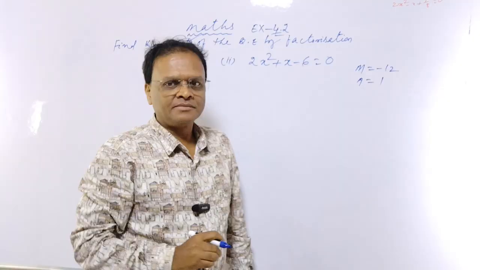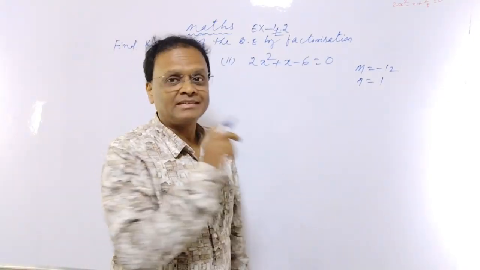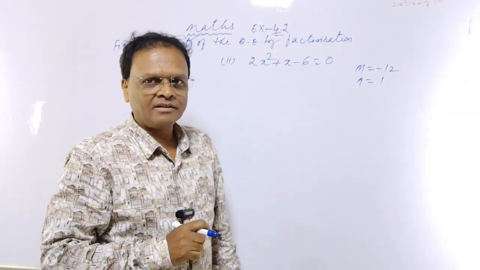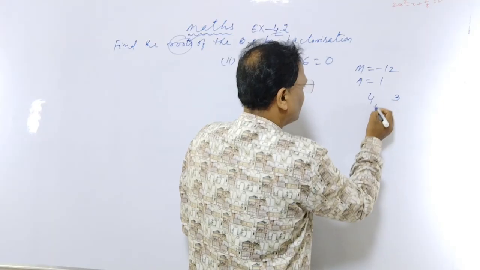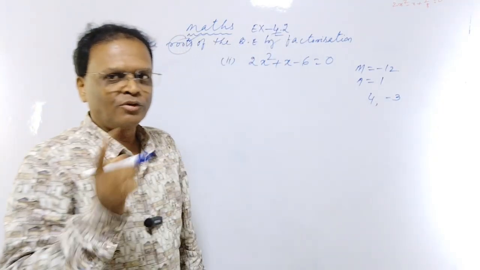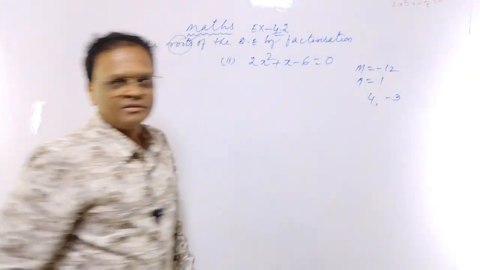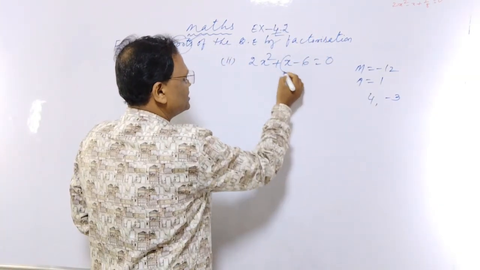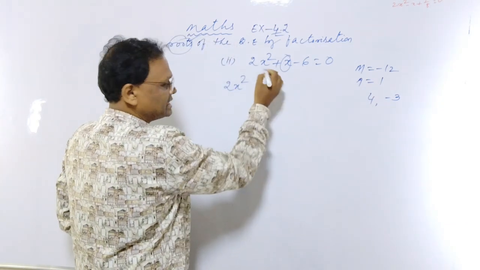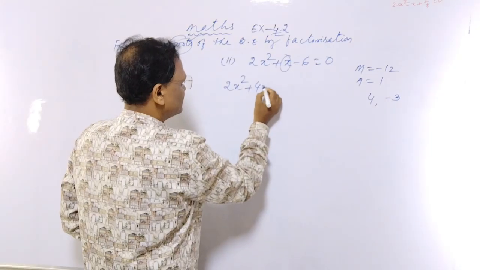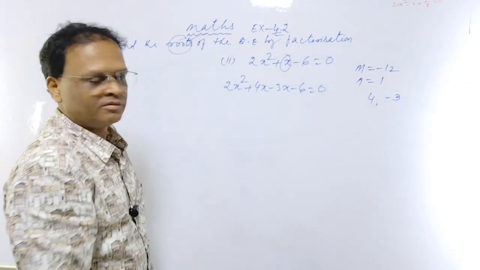Now think of two numbers where if I multiply I must get minus 12, but if I add I must get 1. So what are the two numbers? These two numbers are 4 and minus 3. 4 into minus 3 is minus 12. 4 plus minus 3 is 1. Instead of this one I must write these two. So 2x square, I'll split, plus 4x minus 3x minus 6 equals to 0.